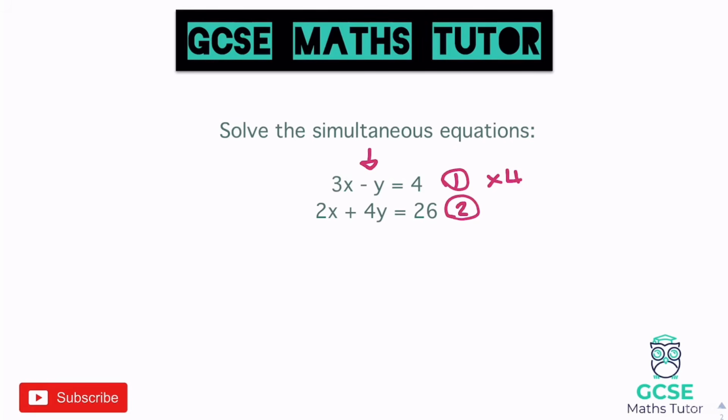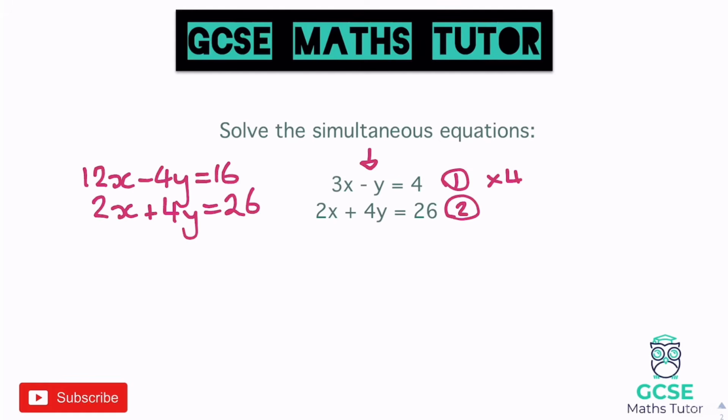So if we times that all by 4 and rewrite it, 3x times 4 is 12x minus 4y, and 4 times 4 is 16. There we go. And then we're not changing the bottom one, so all I'm going to do is rewrite that below so that I've got these grouped together. So 2x plus 4y equals 26. Okay, there's my two equations.